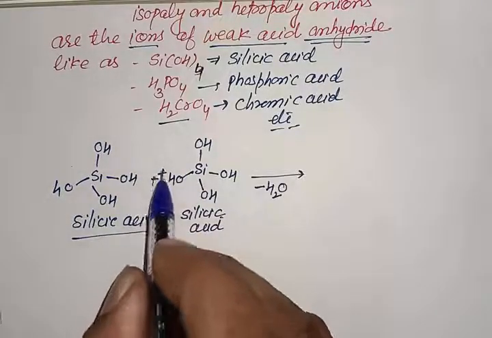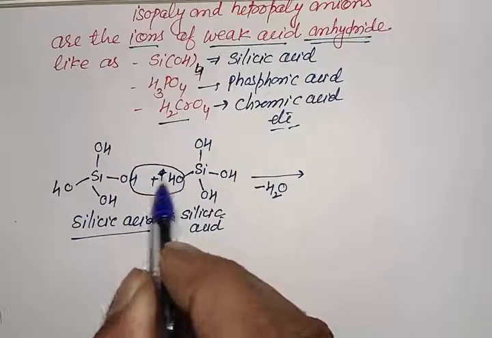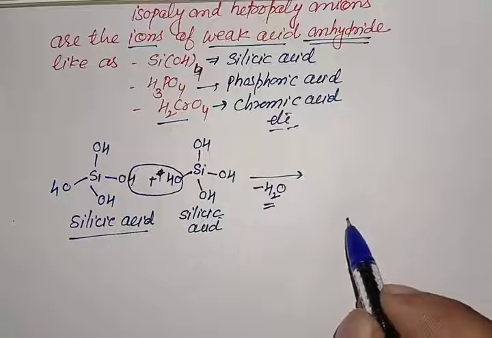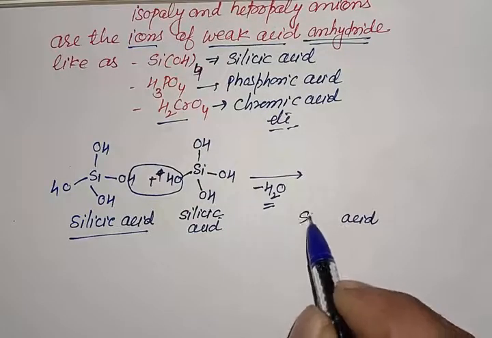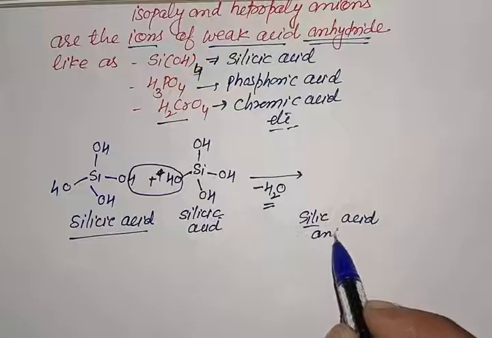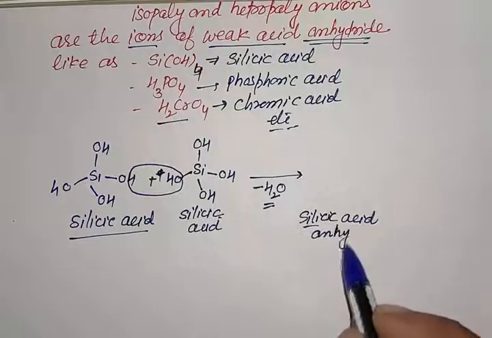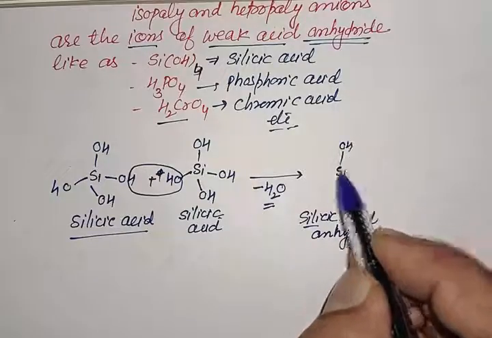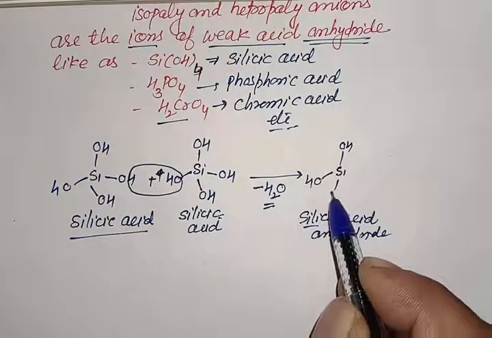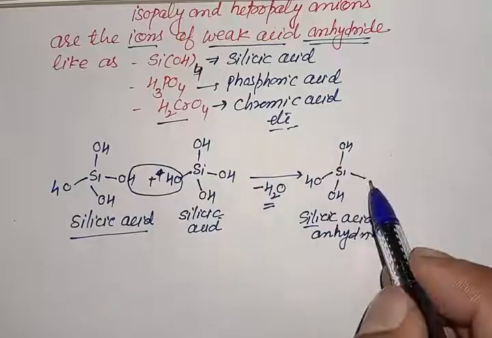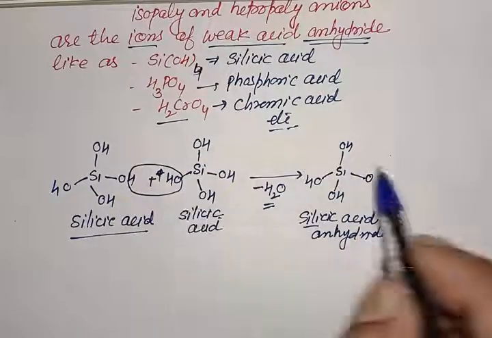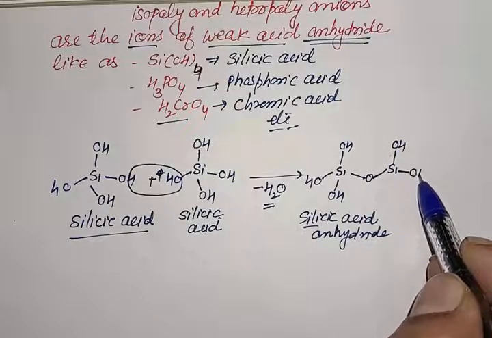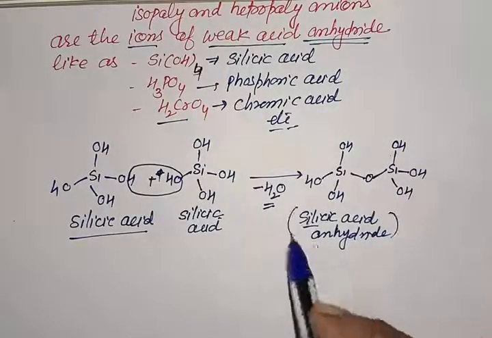When these acids combine together, minus H2O is removed to form the silicic acid anhydride. Like silicon here with OH, OH, OH, and this is oxygen. This oxygen directly attaches to the other silicon having 3 OH groups. This is the anhydride of the silicic acid.